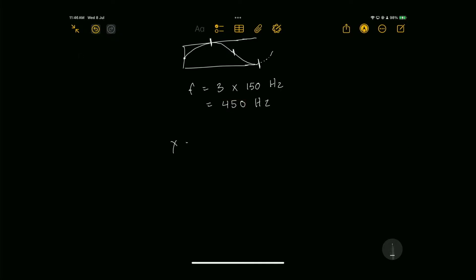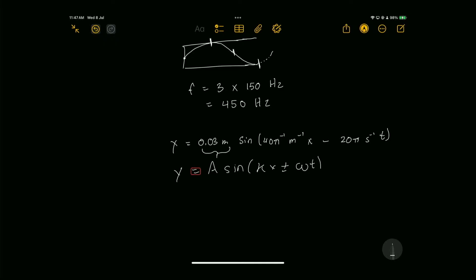So we had the equation y is equal to 0.03 meters sine (40 pi per meter times x minus 20 pi per second times t). Right? And they asked us to calculate what is the amplitude of this wave. So we just compare this with the wave equation, y is equal to A sine (kx plus or minus omega t). Right? So we could see that the amplitude is equal to 0.03 meters.